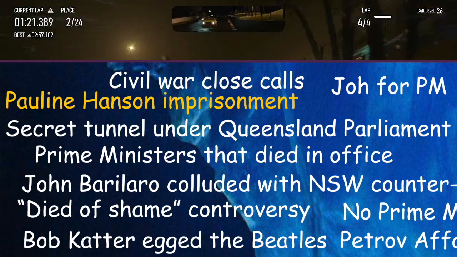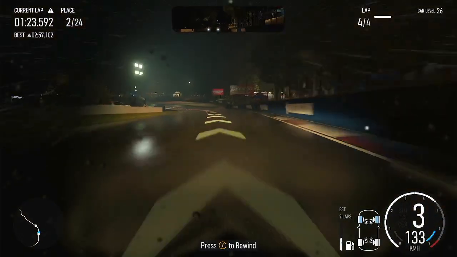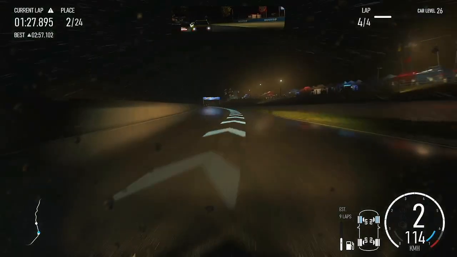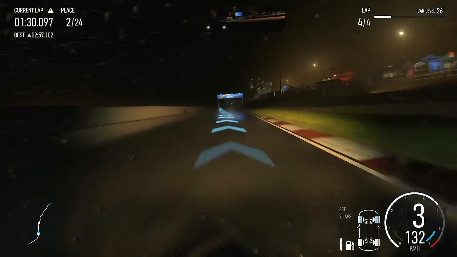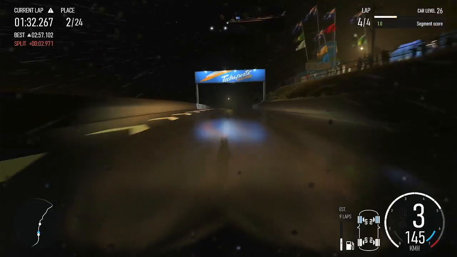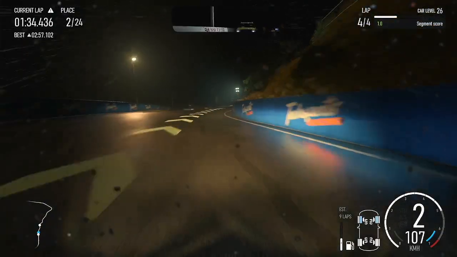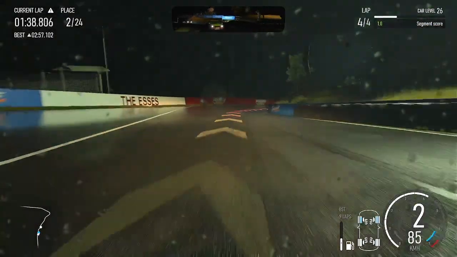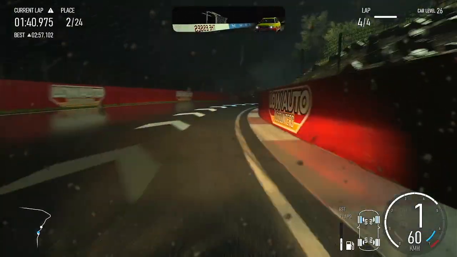Secret tunnel under Queensland Parliament. Secret tunnels under Queensland Parliament in Brisbane were partially constructed in the 1980s during Joh Bjelke-Petersen's premiership. Intended as a discreet entry and exit for politicians amid security concerns, the project was abandoned mid-construction and was nearly revived when 1 William Street was being constructed, but it was abandoned as well due to concerns ministers would use it to avoid scrutiny, leaving a 50-metre concrete passage beneath the parliamentary precinct.